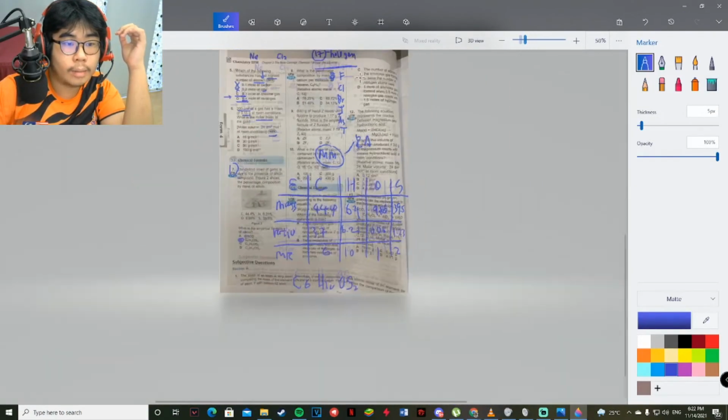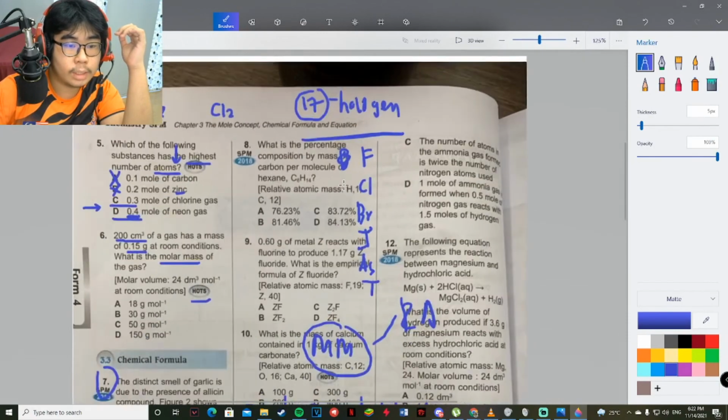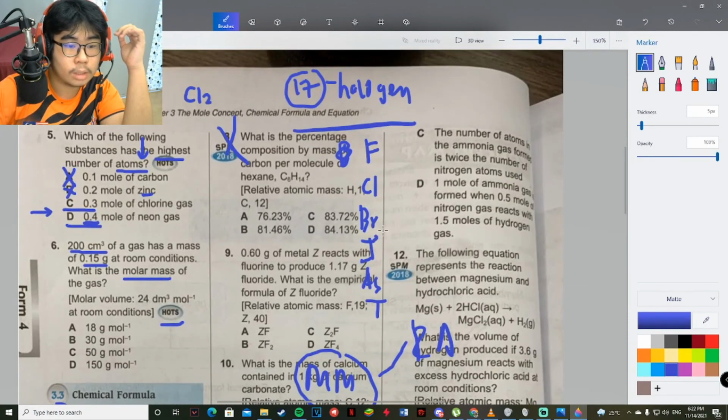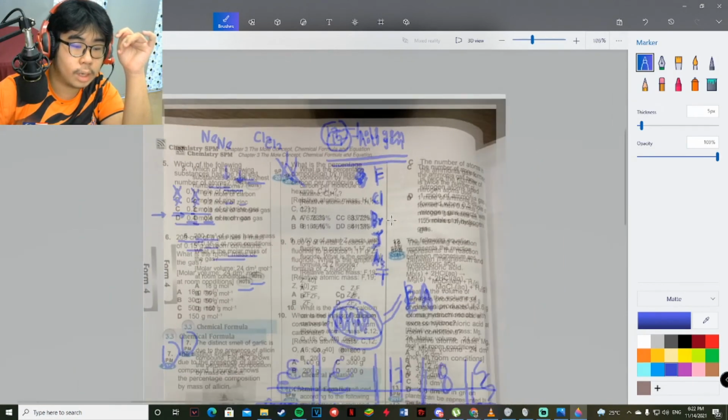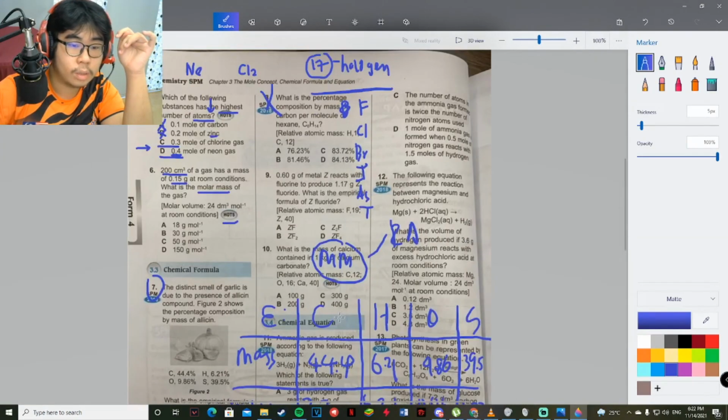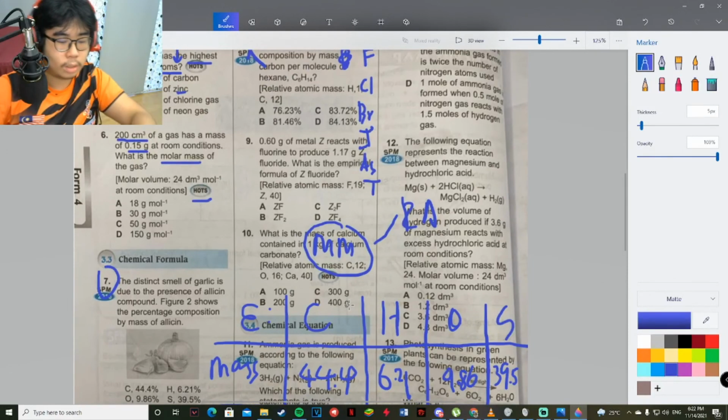Okay. Number 8 is pretty easy. Skip this. Number 9 is also quite normal. What is the hard one? Let me see. Is there any hard one?